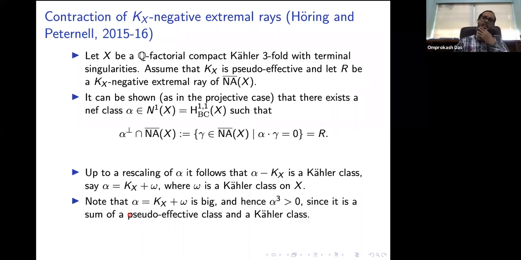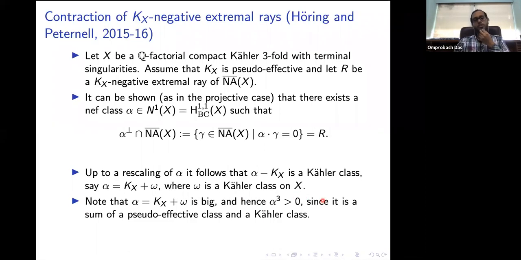Then note that alpha is actually a big class. The similar thing that works in projective varieties works here: K_X is pseudoeffective and omega is Kahler, so pseudoeffective plus Kahler is big, like a pseudoeffective divisor plus an ample divisor is a big divisor. And if it is big and nef, then by a theorem of Boucksom its top self-intersection, omega cube, must be positive. I think this direction is actually easy. Okay, it's positive.